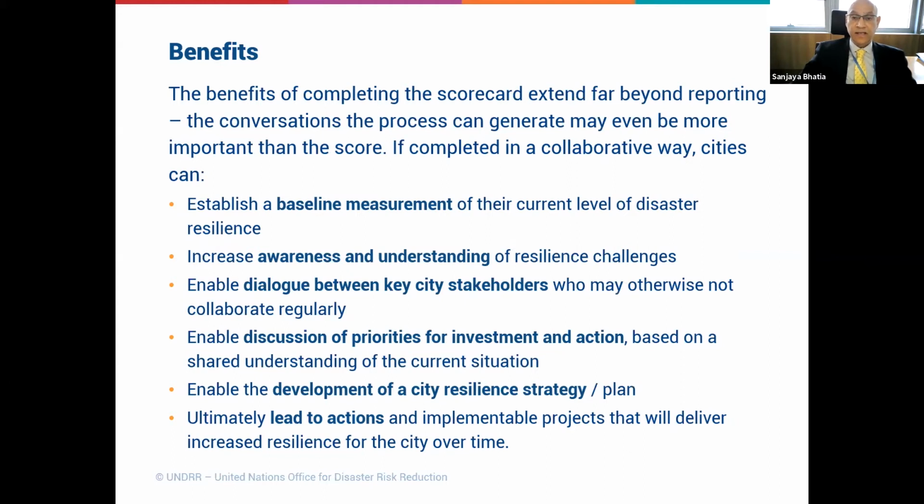It increases awareness because, like I said, just looking at infrastructure, it talks about the entire spectrum and goes into that kind of detail in all the sectors. It enables dialogue. So often in the city government, and even in the national government, different departments don't speak to each other much. So this helps to create that space in the workshop where everyone meets each other, they talk with each other, and informal relationships are developed, which also help in moments of crisis. It helps to prioritize the investment and action, which we already discussed, helps to develop a strategy for resilience and leads to the actions that need to be taken.